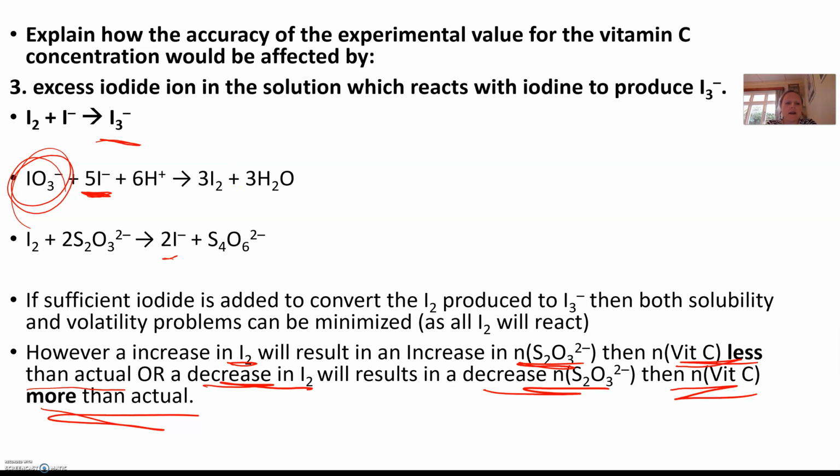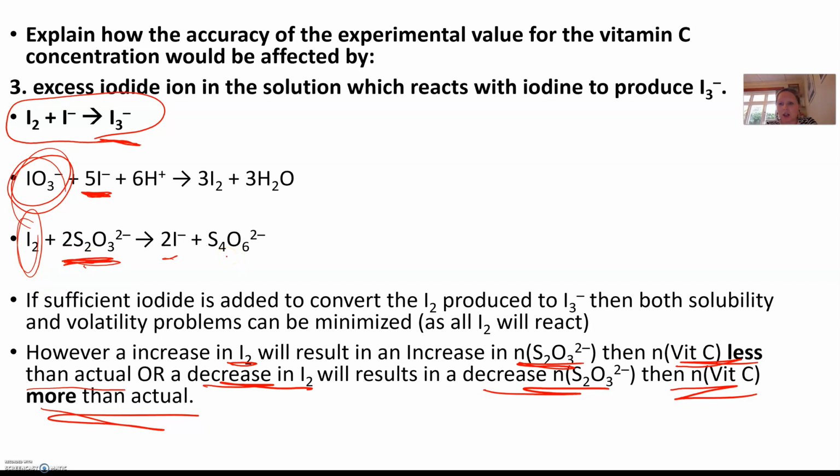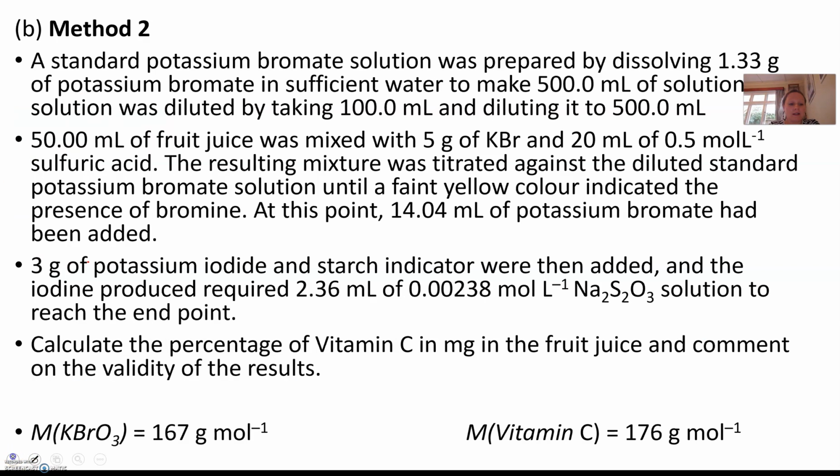Hopefully that makes sense, is the fact that this can be quite problematic, because if you end up using some of your I2, then that means less of this is actually going to react, which results in fewer moles of this, and therefore your corresponding Vit-C will look like it's more, because it'll look like you ended up having more. Otherwise the opposite could happen. Okay, hopefully that has made sense.